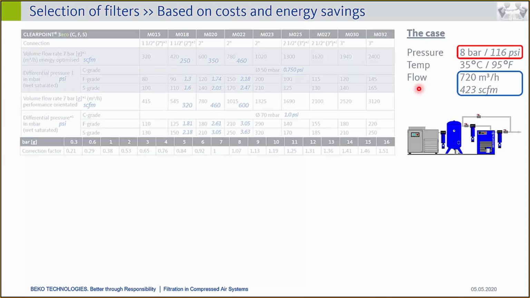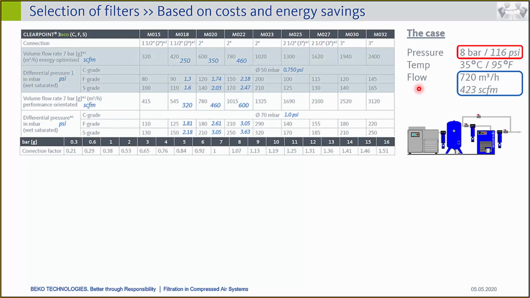For that purpose, we take the numbers from the price book, here the table sheet. We will find the correction factor for an operating pressure of 8 bar, or 116 psi, and calculating the volume flow with the correction factor, we end up at these two numbers here: 673 cubic meters per hour or 395 cubic feet a minute.